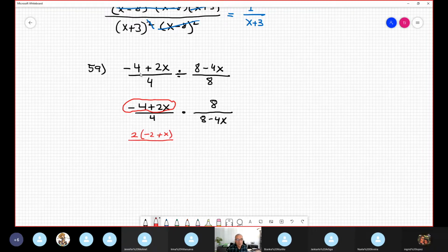Divided by 4. 4 is numerical, no problem. Times 8. And the greatest common factor in this is 4, no? 4. And we have 2 minus x, no? Okay. Everyone follow me so far?